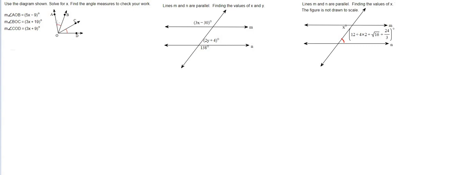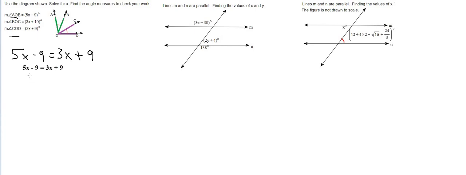Starting with the top left corner, the first thing is to understand that the little red lines there are telling us that those two angles are equal to each other. So angle AOB and angle COD are the same. I sketched them out in green and purple. That means AOB and COD will be equal to each other, so I can say that 5x minus 9 equals 3x plus 9.